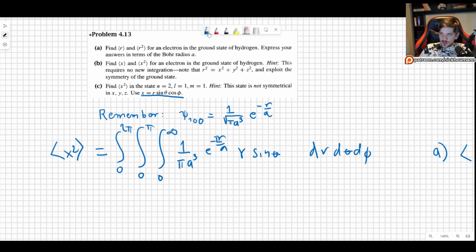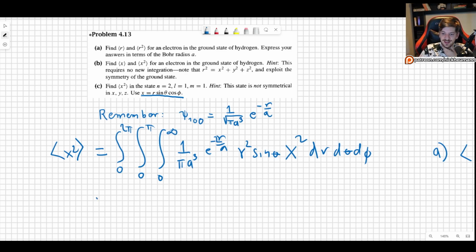And now what we are going to try to calculate, this is r squared, is going to be this x squared. So, how exactly do we calculate this? There's two ways. You can go ahead and plug in x equals r sine theta cosine phi and integrate, which is not that long, but it's a bit annoying.